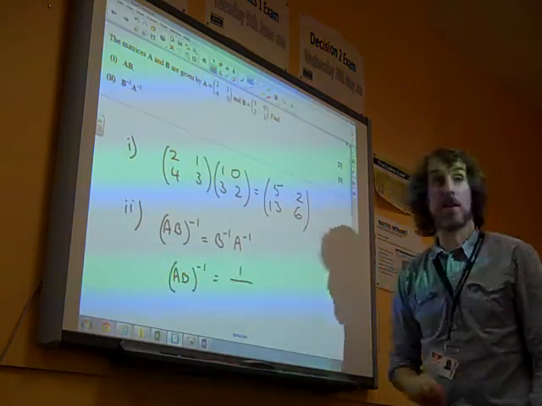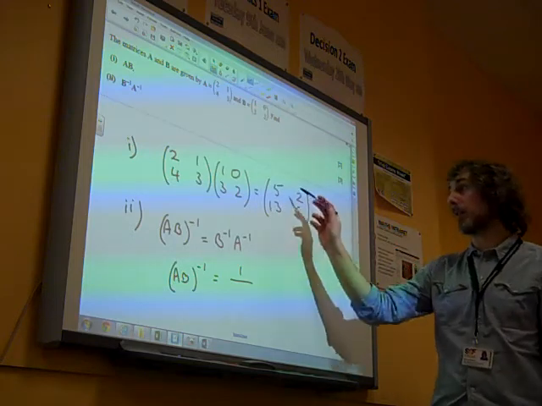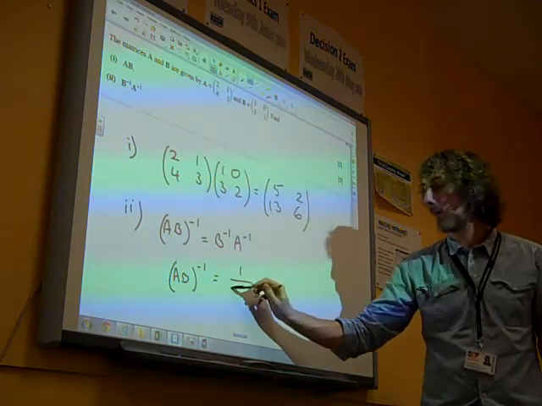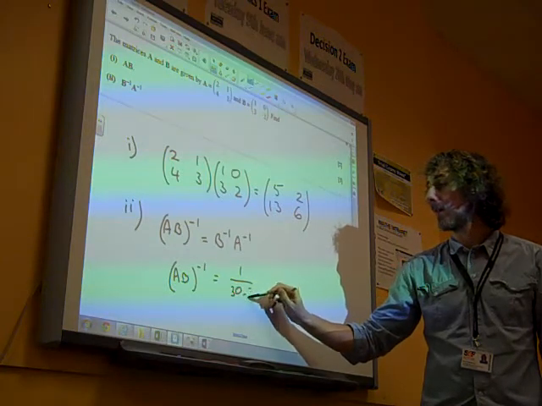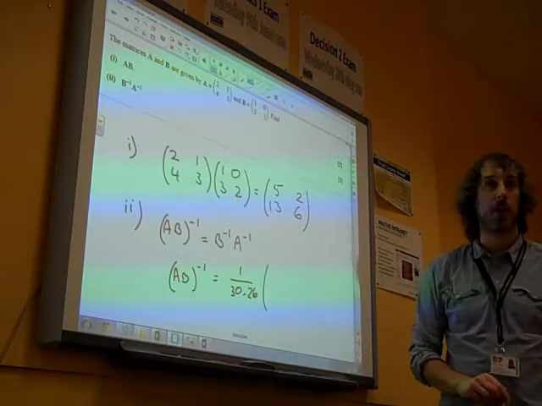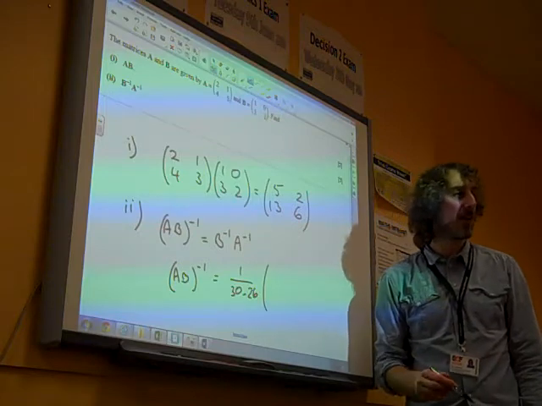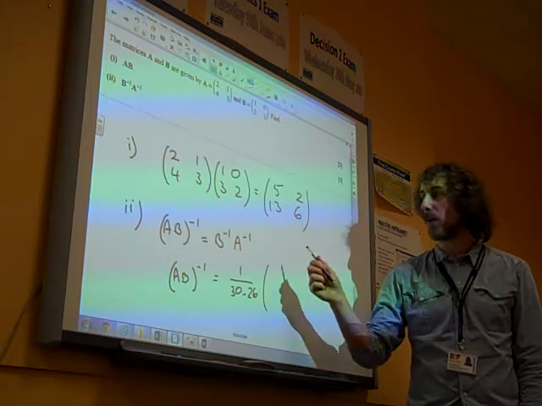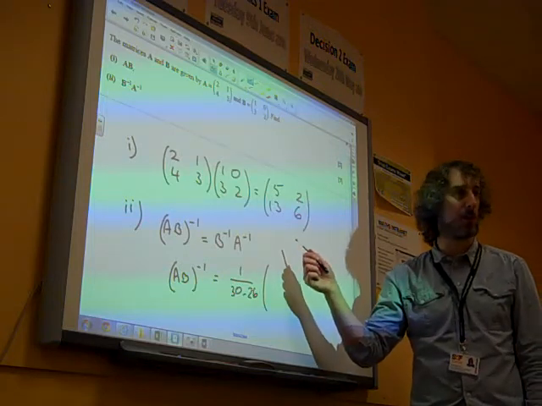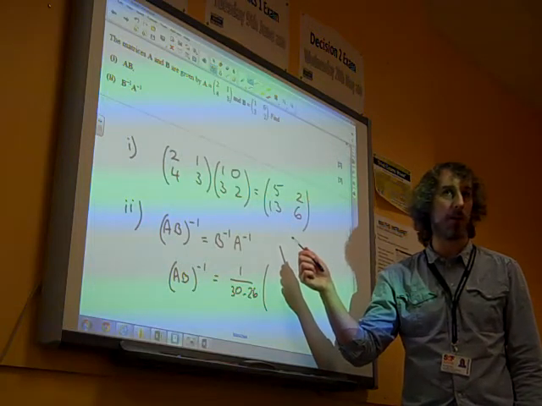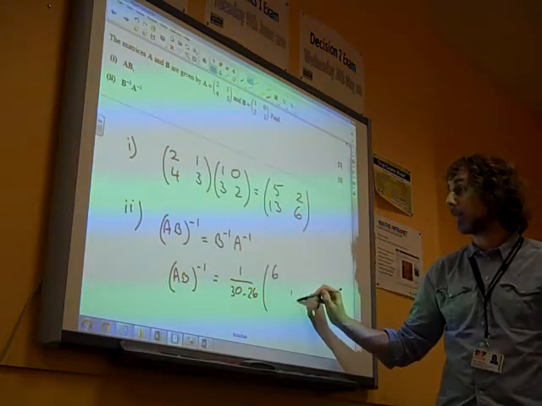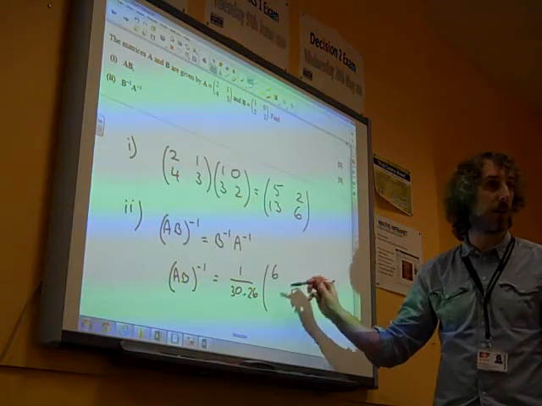is 1 over the determinant, which is 5 times 6 minus 13 times 2. And then, almost everybody remembered this right, but I think 1 or 2 people got really mixed up about how they deal with finding the inverse of this. So we swap the leading diagonal and we change the sign of the other diagonal.